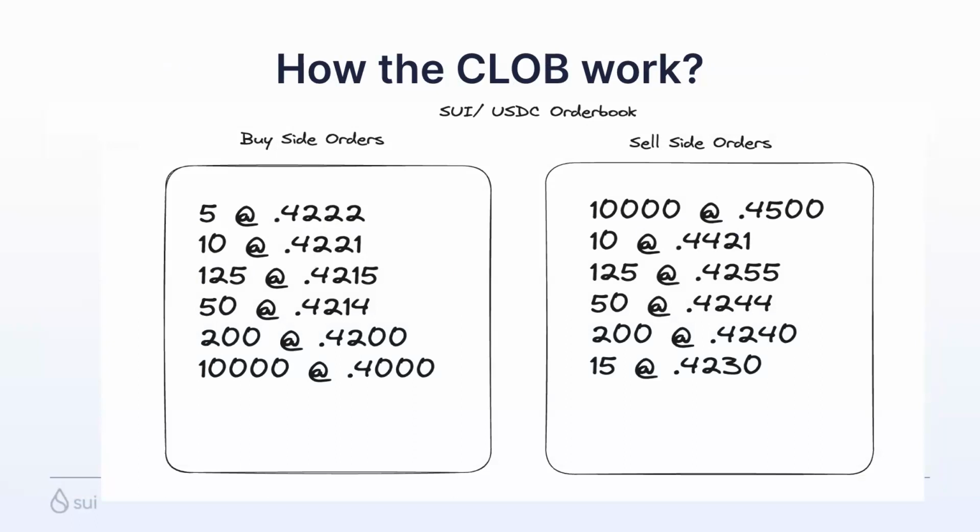I don't know if people know or don't know. So in this case, you have the sell orders, right? It's something like 10,000 orders at 50 or 45 cents. We can take this kind of example and move on.